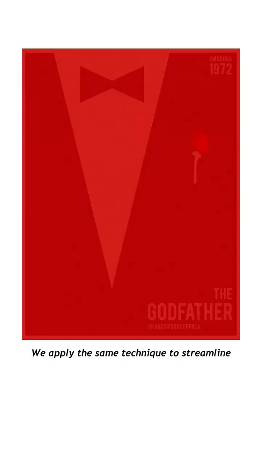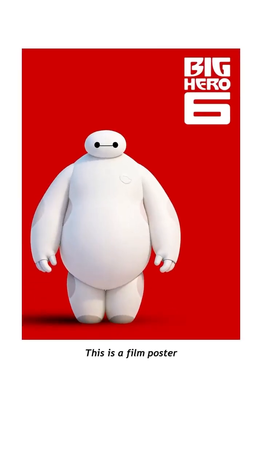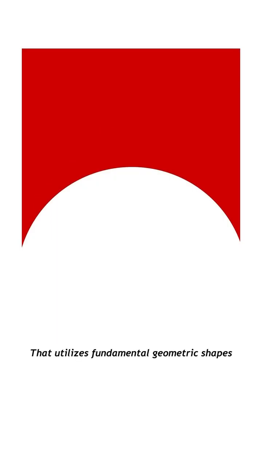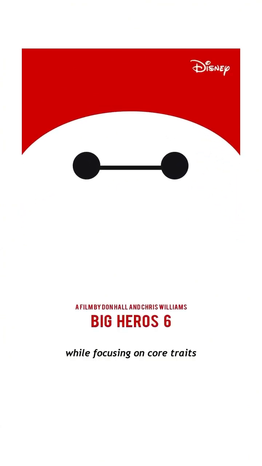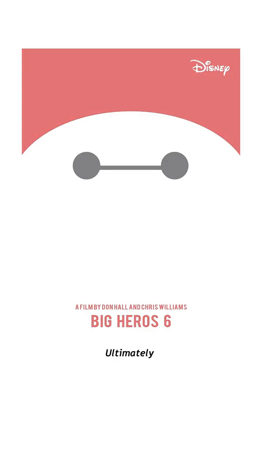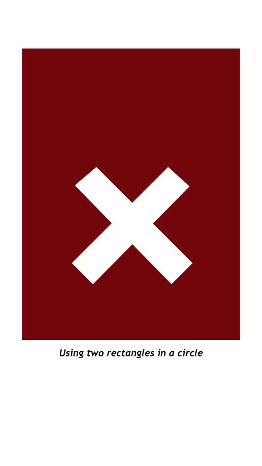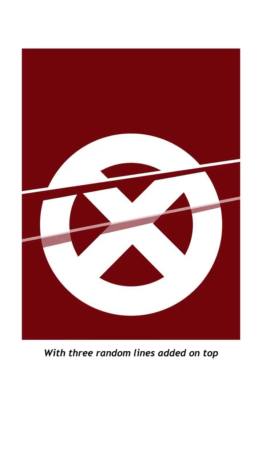This turns features into clear symbols that highlight purity and directness. In our approach, we apply the same technique to streamline. This is a film poster that utilizes fundamental geometric shapes to outline Baymax and emphasize its most distinctive eyes. This is the first layer of simplification, removing irrelevant elements, while focusing on core traits. Simplicity doesn't mean absence, it allows greater interpretive freedom. Ultimately, this image is created using two rectangles and a circle, with 3 random lines added on top. Do you recognize which film this is from?